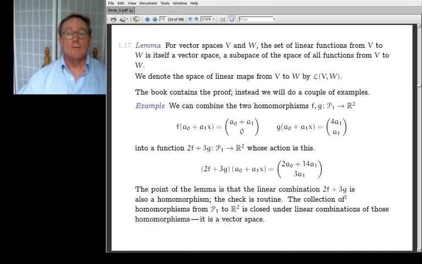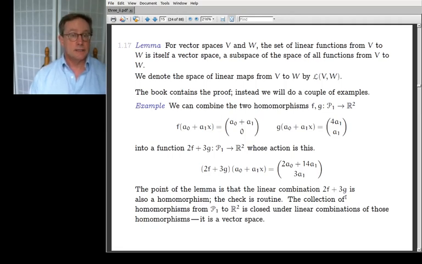And then I want to finish today by observing something about linear transformations, about linear functions from V to W. So if you look at the vector spaces V and W, then the set of linear functions from V to W, that's a set. You have a whole bunch of different linear functions from V to W. I'm observing something about that. That set is in fact itself a vector space.